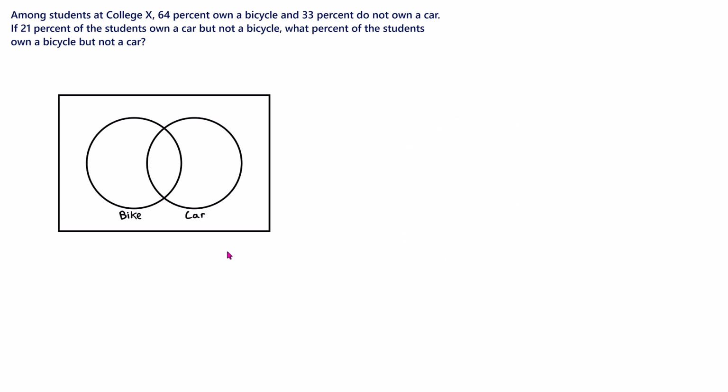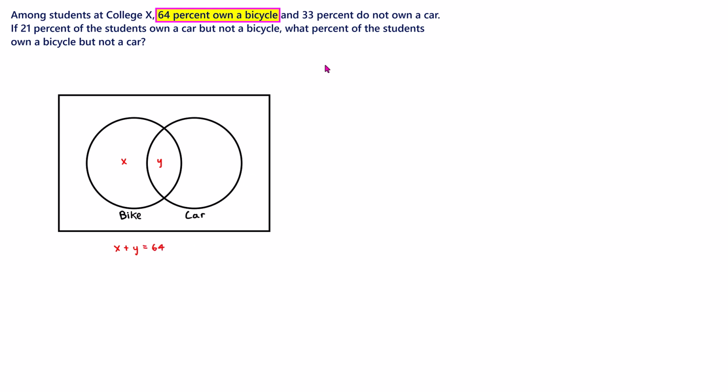The first thing we're told is that 64% of the students own a bicycle. On the diagram, the bike owning zone actually consists of two zones, which we can label X and Y. And to say that 64% own a bicycle, we can write X plus Y equals 64.